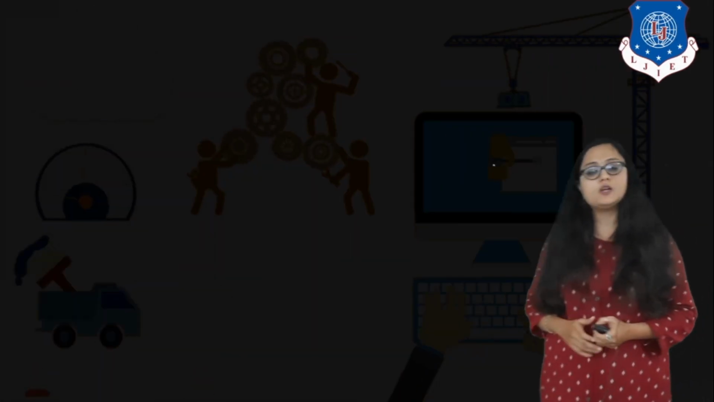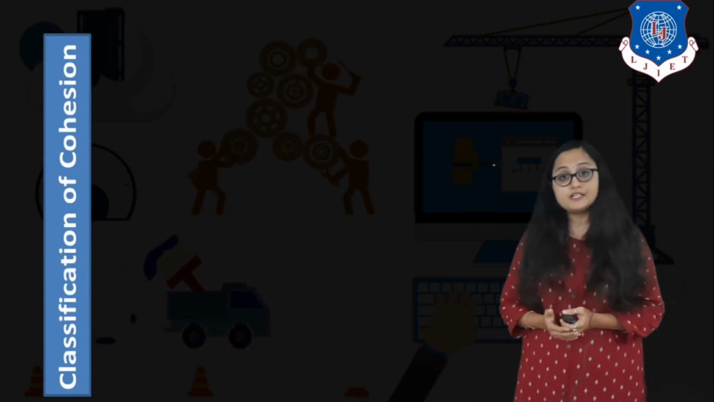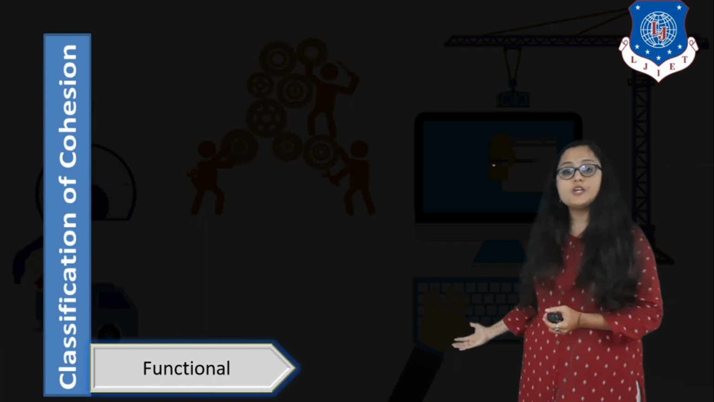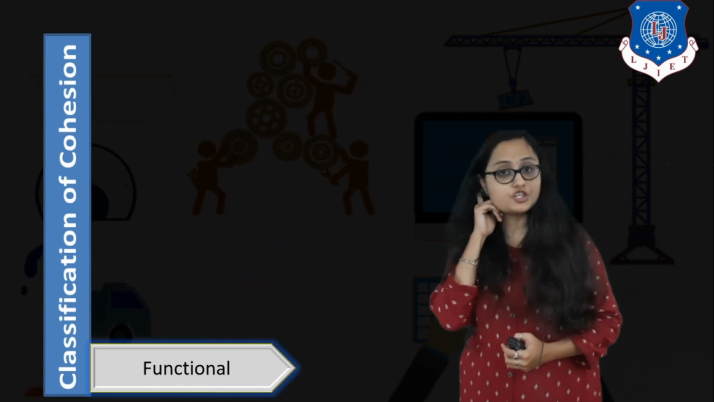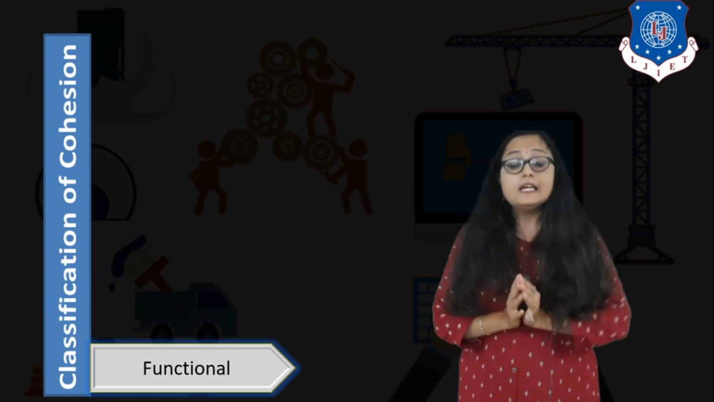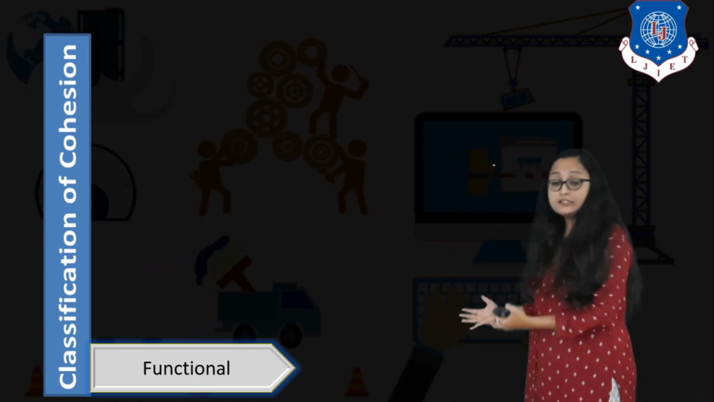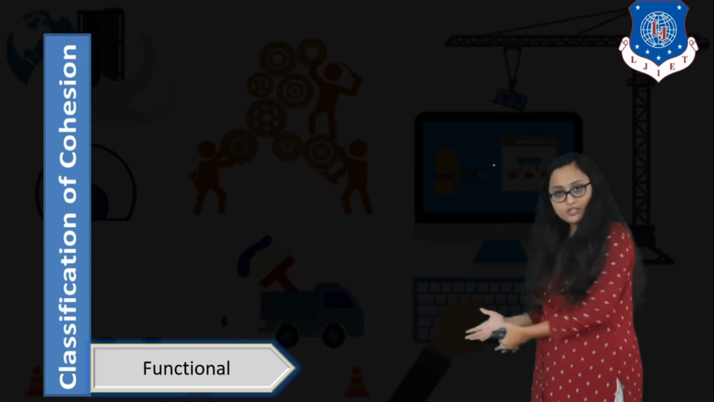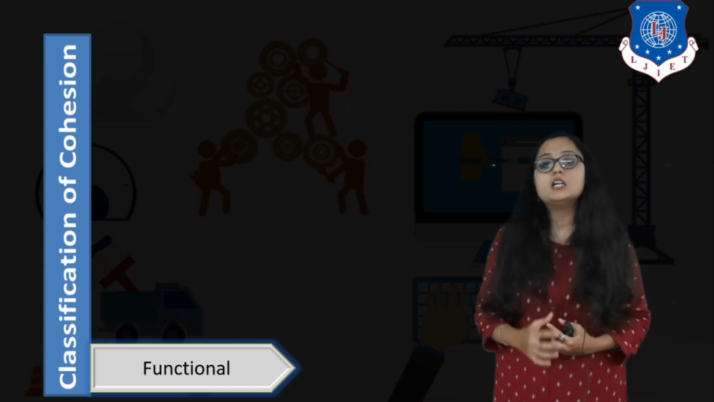Now we will see what the different types of cohesion and the different types of coupling are. The first thing that we will see is the different types of cohesion. The first cohesion is functional cohesion. Now what do you mean by functional cohesion? This is a very basic type of cohesion. It means that all the elements inside the module which has functional cohesion are basically performing a single task.